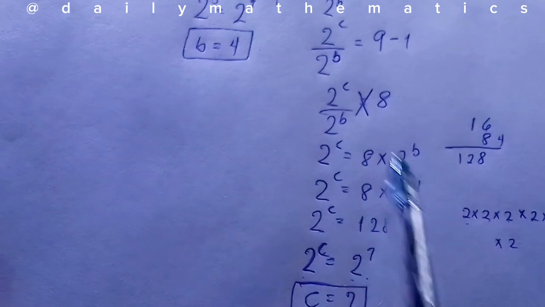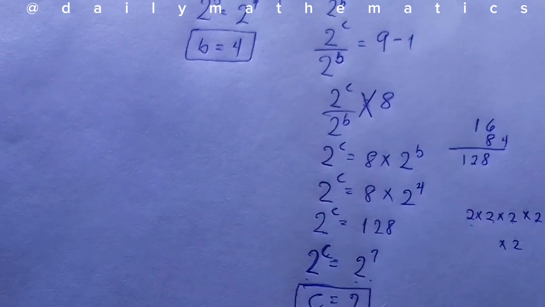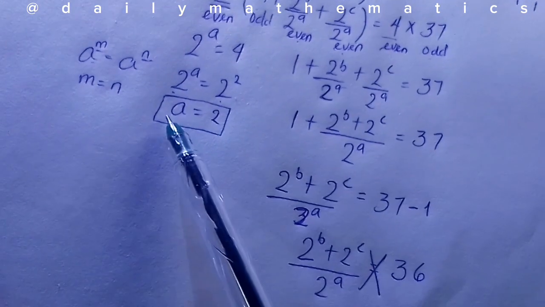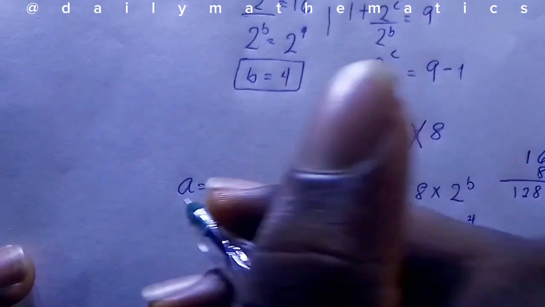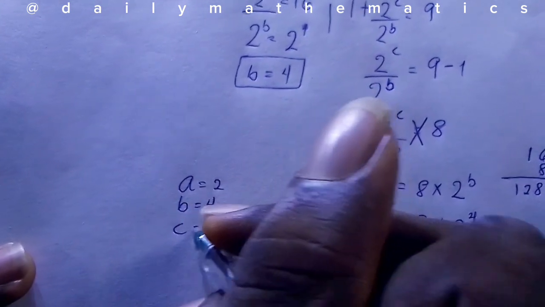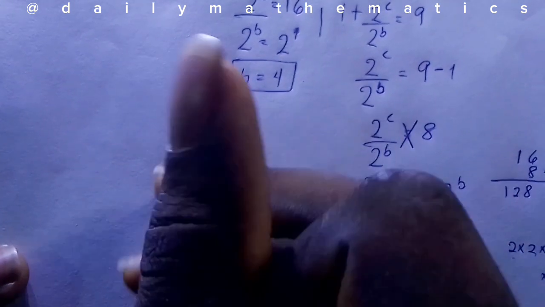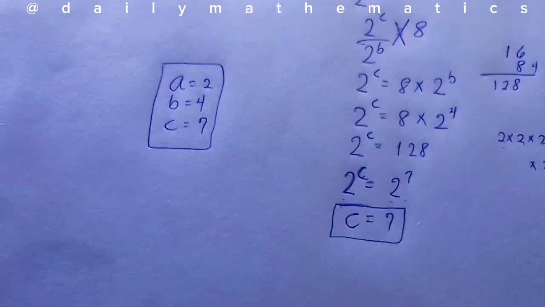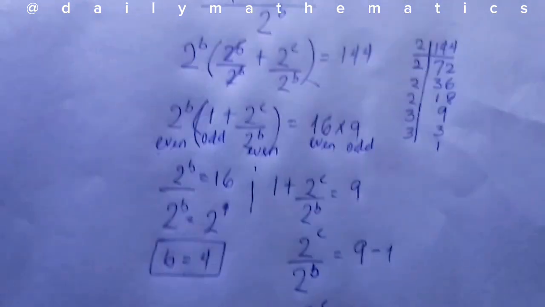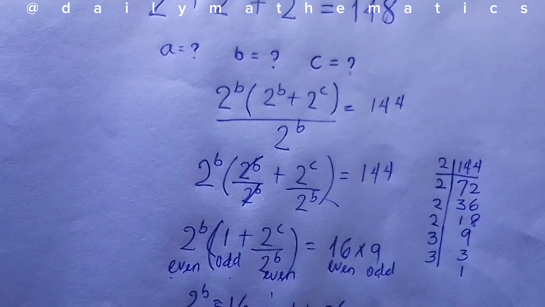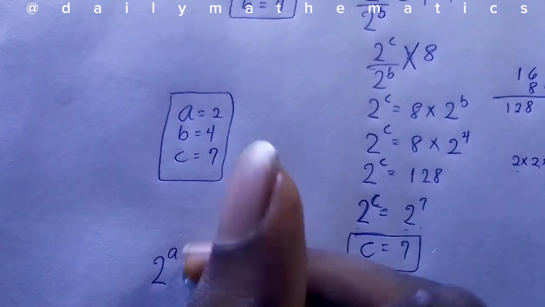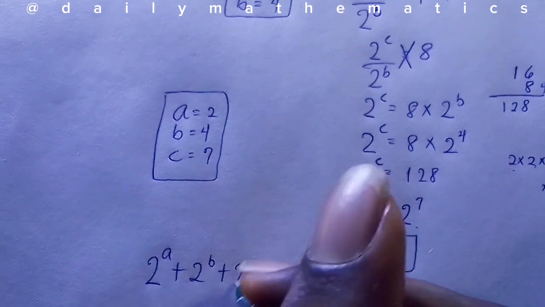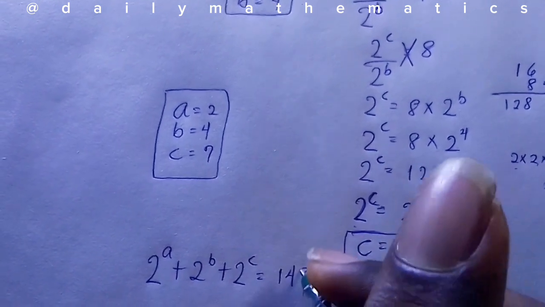So you can see the value for B, the value for C, and we have here the value for A, right? A is 2, B is 4, C is 7. So let's have it here. A is 2, B is 4, C is 7, right? So from here, what do we have? Now, looking at the original question: 2 raised to the power of A plus 2 raised to the power of B plus 2 raised to the power of C equals 148.